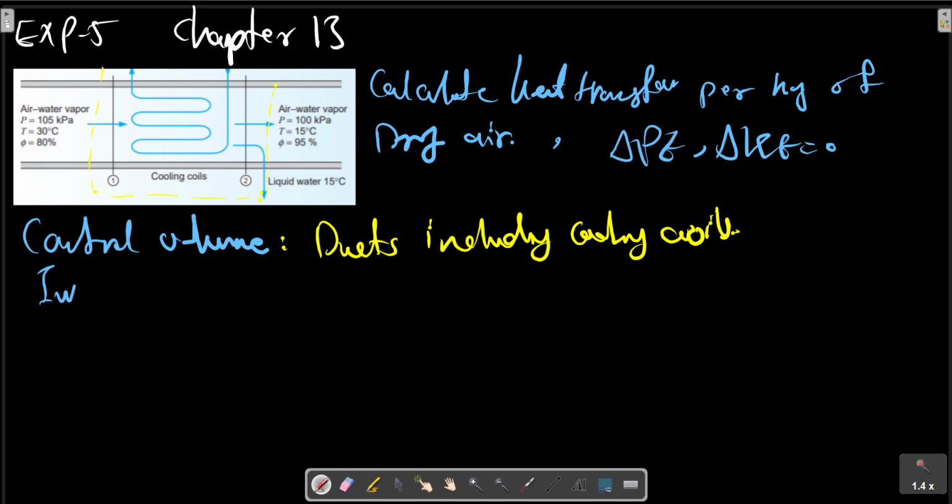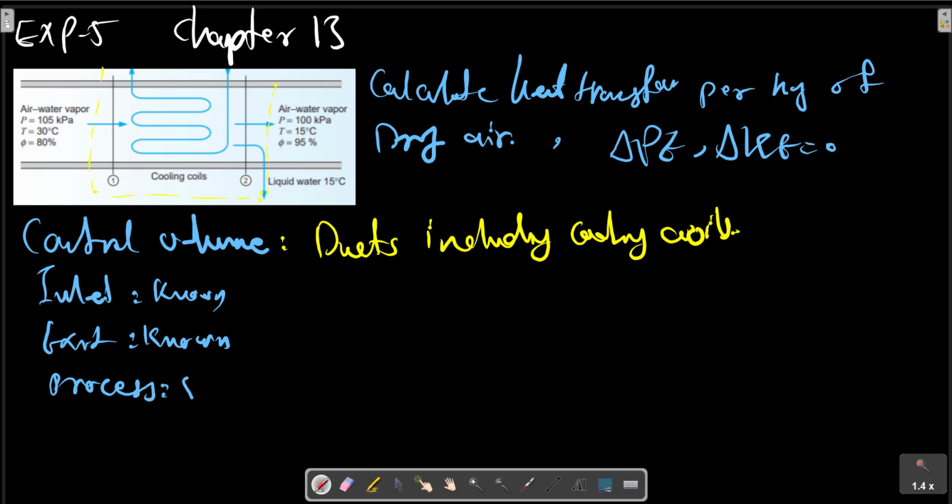Inlet now. Exit now. The process is steady state, so delta PE and delta KE are zero.